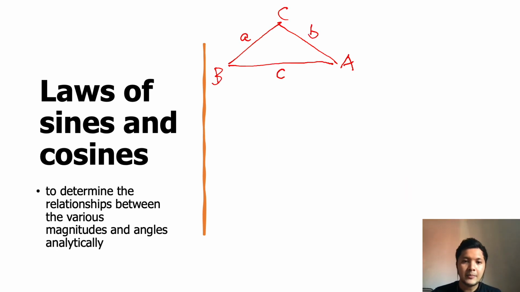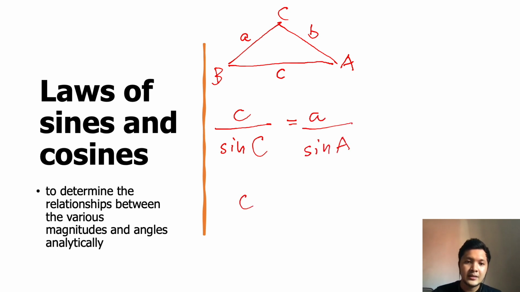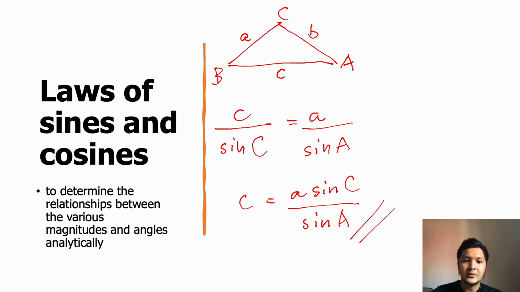So that means, let's say for example, we are looking for side C, and we know the angle opposite to it, which is angle C, and then we know another pair of side and angle, let's say for example side A and angle A, so we can simply equate A over sine of A to C over sine of C. Then to get C, C is equal to A times sine of C divided by sine of A. So in this way, we can now get the value of C.